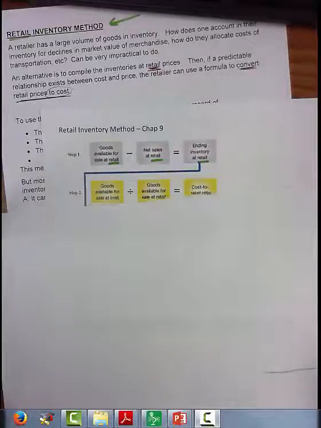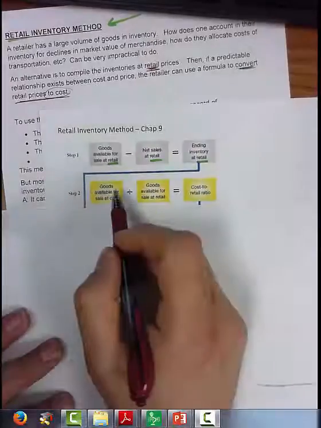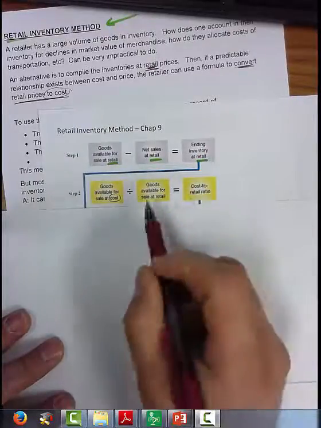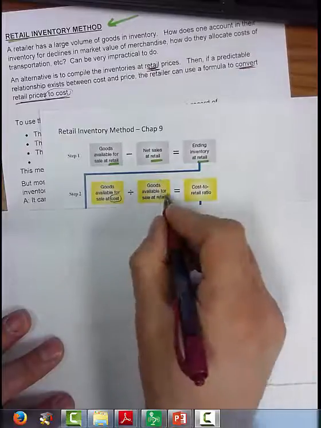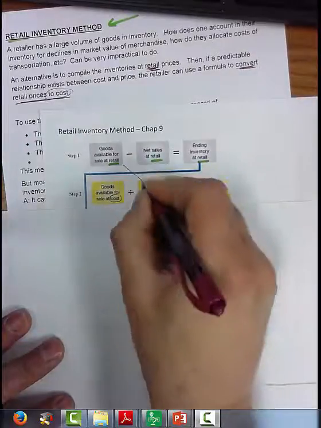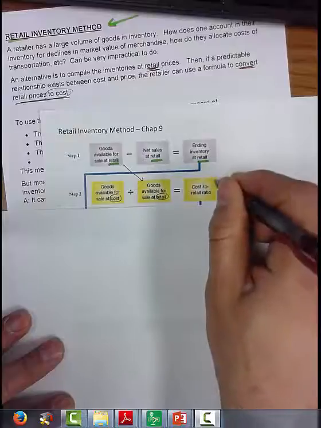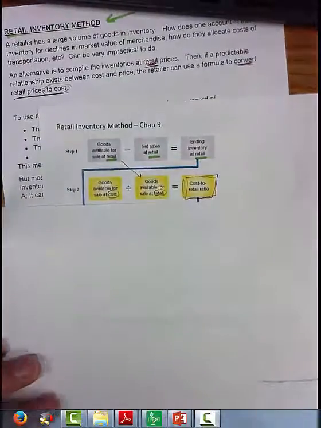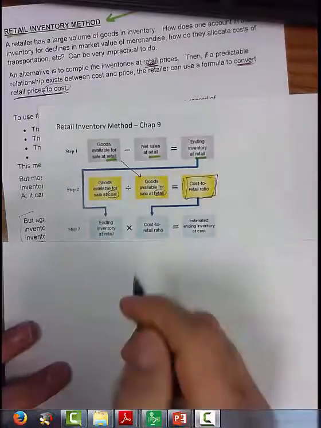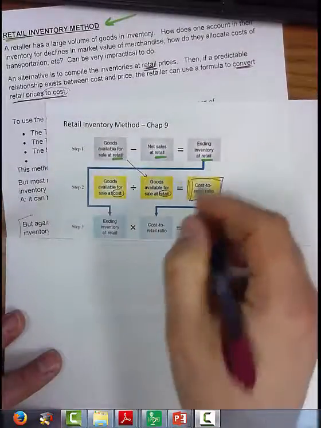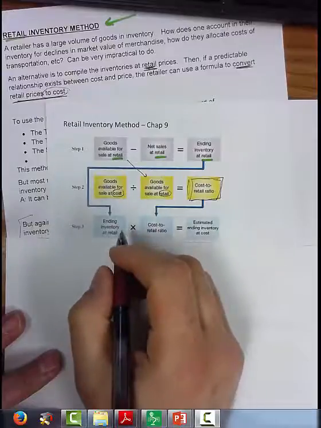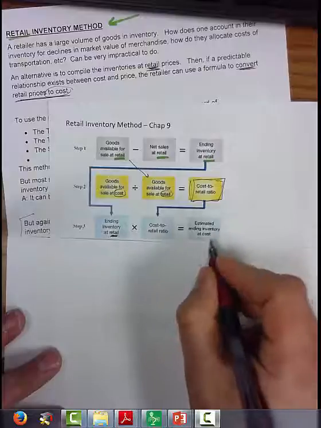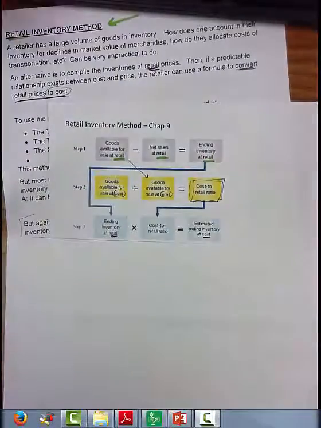The next thing you want to do is take your goods available for sale at cost divided by your goods available for sale at retail, and that gives you the cost to retail ratio that you're going to need. Then you take that cost to retail ratio and multiply it times your ending inventory at retail, and you will get your ending inventory at cost.